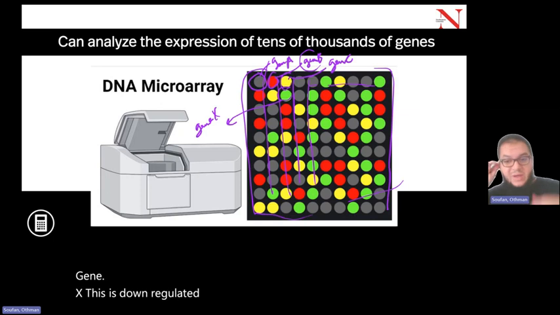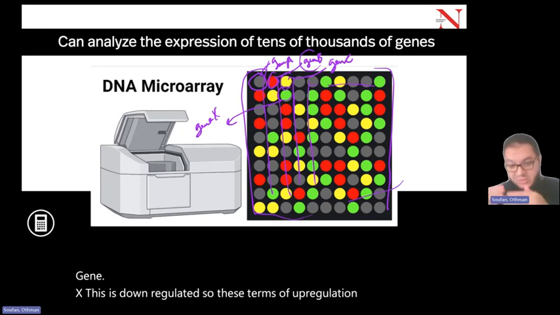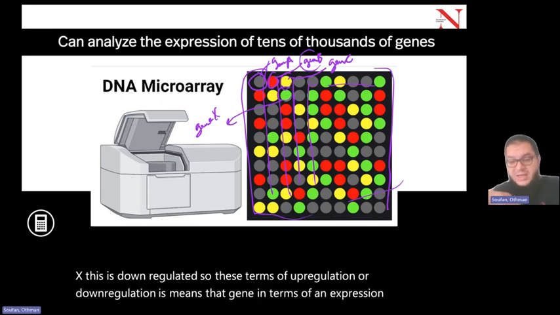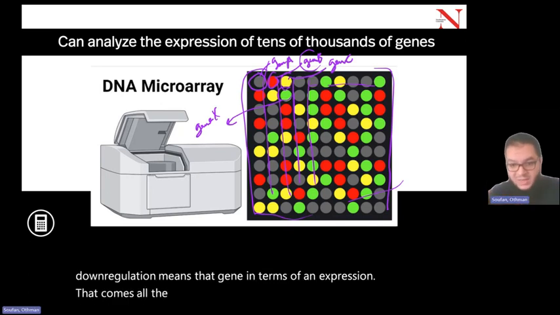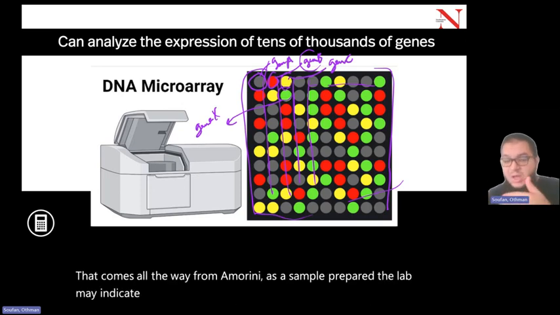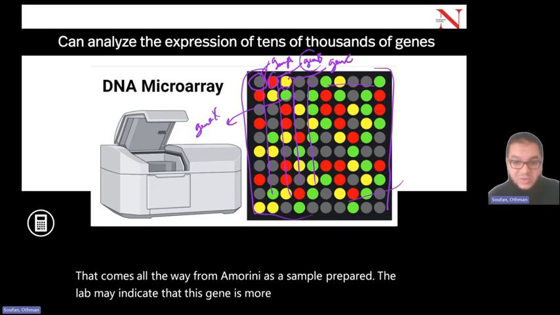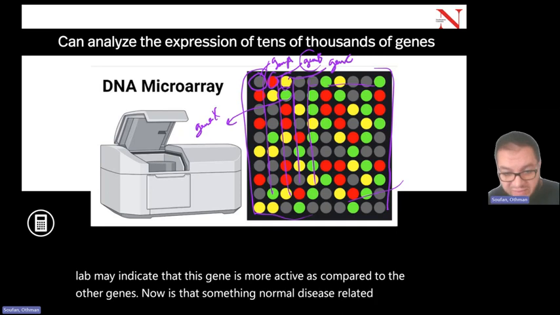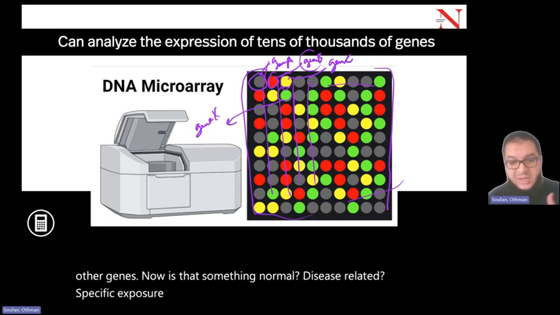So these terms of upregulation or downregulation mean that that gene, in terms of an expression that comes all the way from mRNA as a sample prepared in the lab, may indicate that this gene is more active as compared to the other genes. Now, is that something normal, disease-related, specific exposure related? This is subject to further analysis.